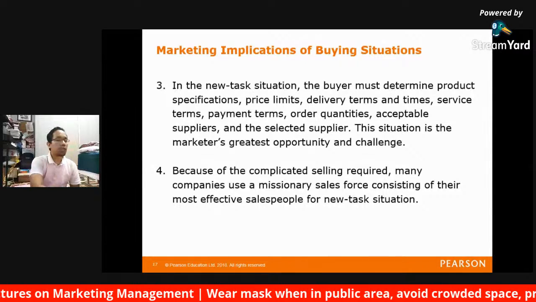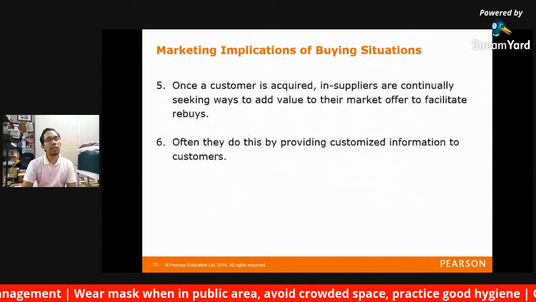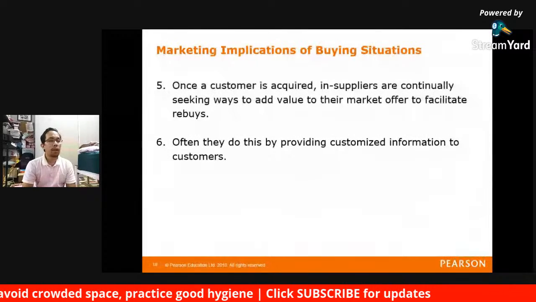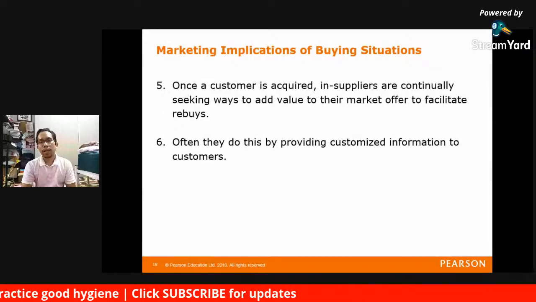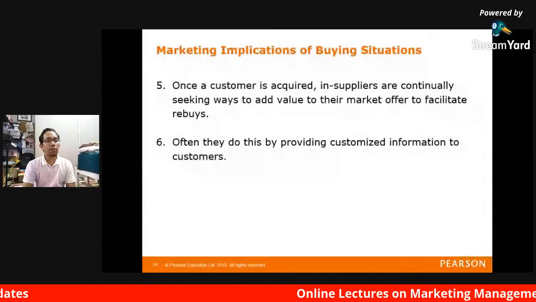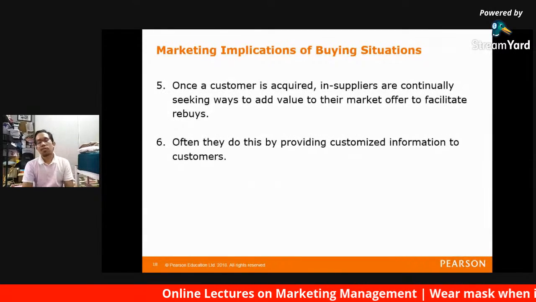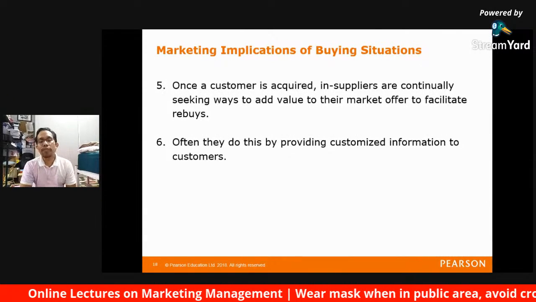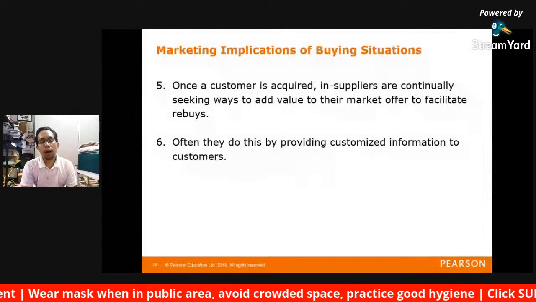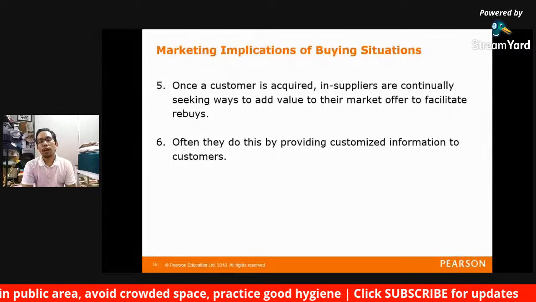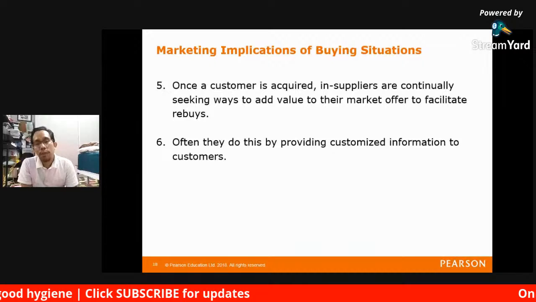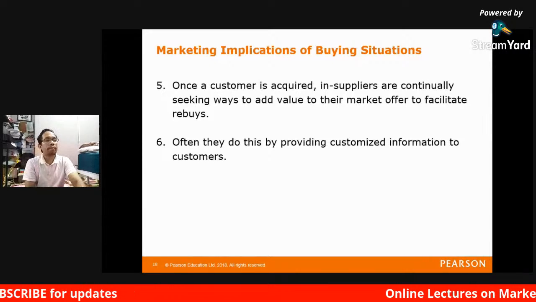Not the mind of the individual, but the committee. The members inside that committee should be persuaded one by one according to their expertise. Once a customer is acquired, suppliers continually seek ways to add value to their market offer to facilitate rebuys. Often they do this by providing customized information to the customer. If the customer requires certain customization, we are actually dealing with every single customization asked by the buyer.